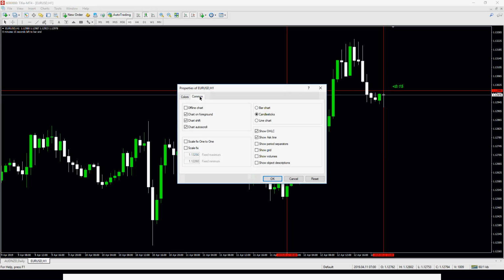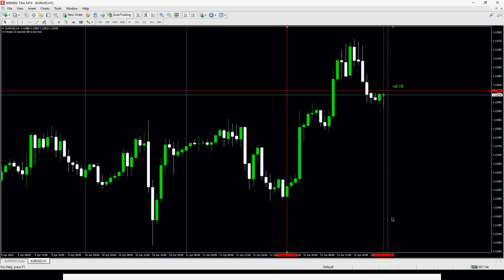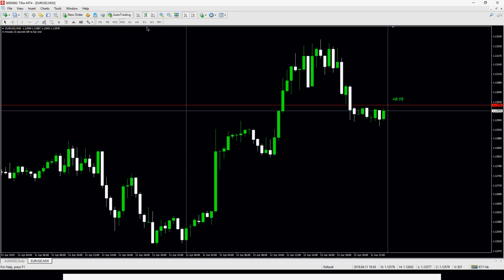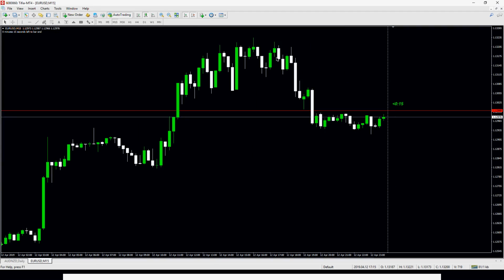Another thing you can do is show the period separator just to show the day. As you can see, from here to here is 1 whole day. When we go to M30, that's 30 minutes for each candle. M15 is 15 minutes, M5 is 5 minutes, and M1 is 1 minute. Alright, let me just quickly check. I'm not going to go through too much on this because we already covered it in the previous session.